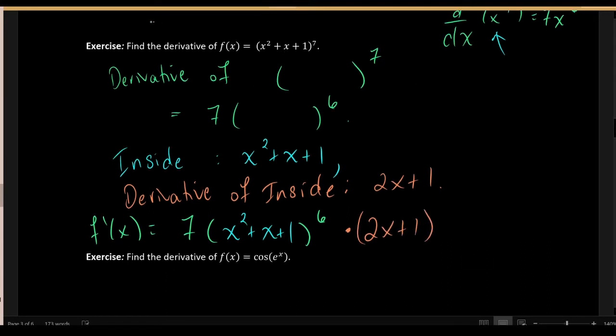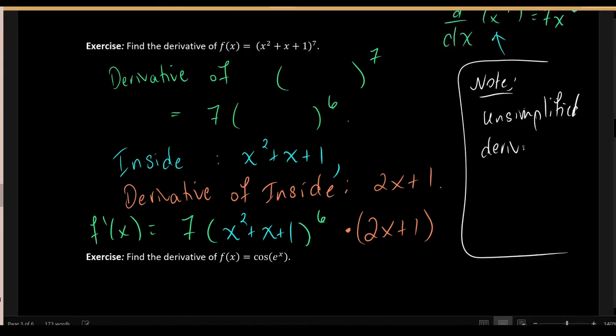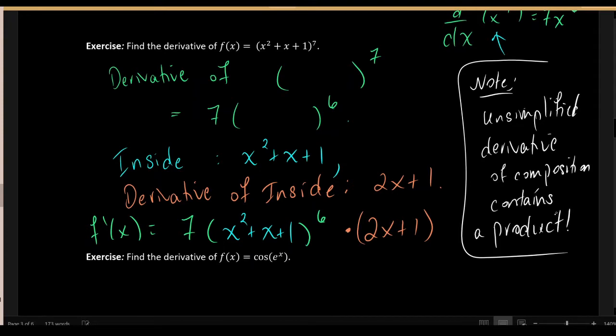So notice that when you have the derivative of a composition of two functions, the unsimplified answer always contains a product. So if you're calculating the derivative of a composition and your unsimplified answer doesn't have a product, that's a sign that something has probably gone a little bit wrong.